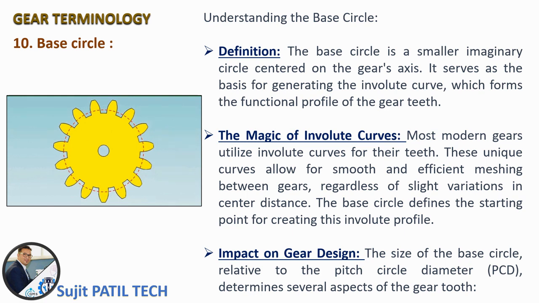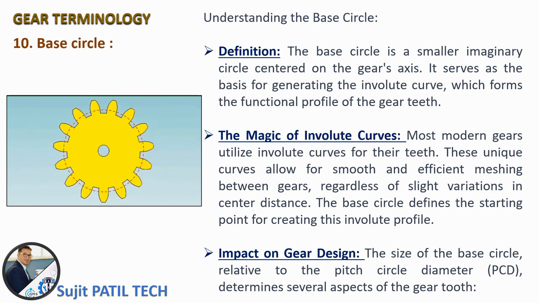The magic of involute curves. Most modern gears utilize involute curves for their teeth. These unique curves allow for smooth and efficient meshing between gears, regardless of slight variations in center distance. The base circle defines the starting point for creating this involute profile.